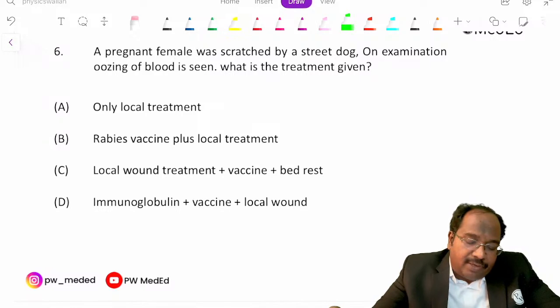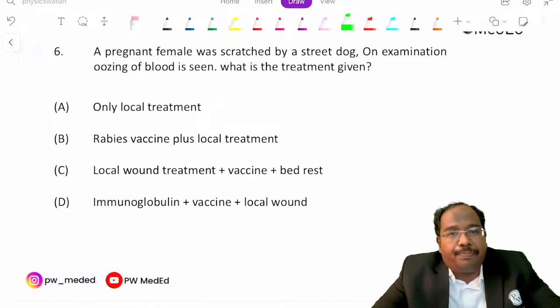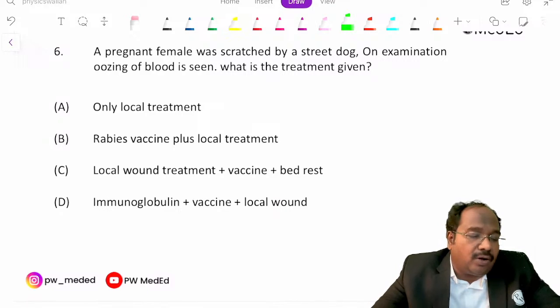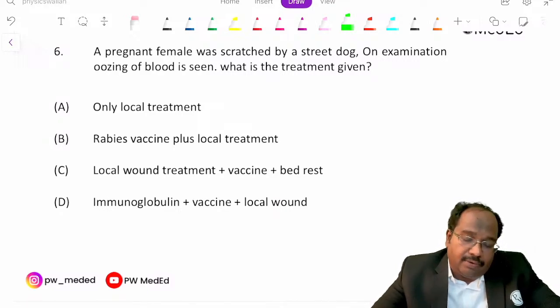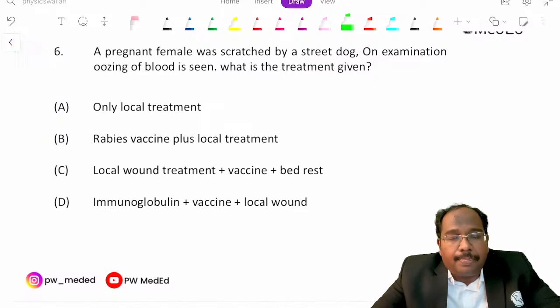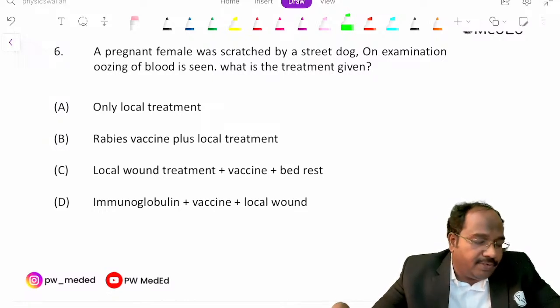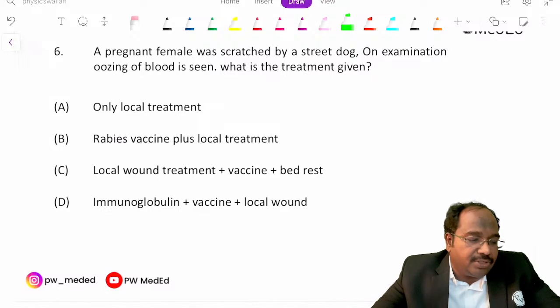A pregnant female was scratched by a street dog. On examination, oozing of blood is seen. What is the treatment given? So this we are talking in terms of what? For rabies prevention. Okay, answer this question.